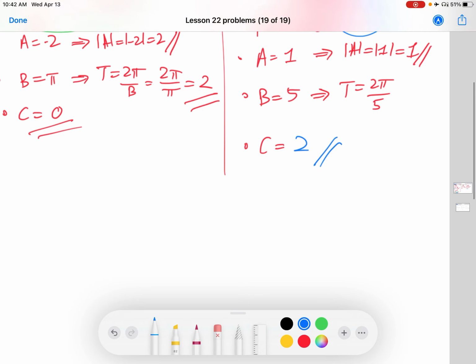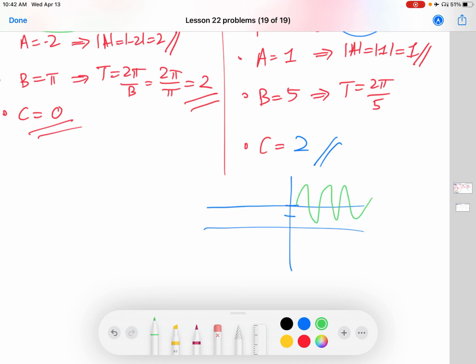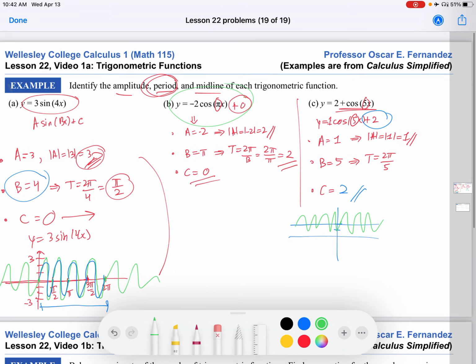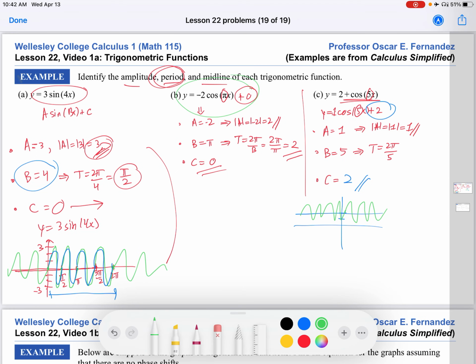If you wanted to graph this, I won't do the whole thing, but you start off at y equals 2, and then the rest of your graph is going to be cut in half vertically around this y equals 2. Okay, so that's just been a quick little review of how you identify the amplitude, period, and midline, and we also did the angular frequency, like 4 here and pi here and 5 here, for trigonometric functions, sine and cosine, and what they mean.